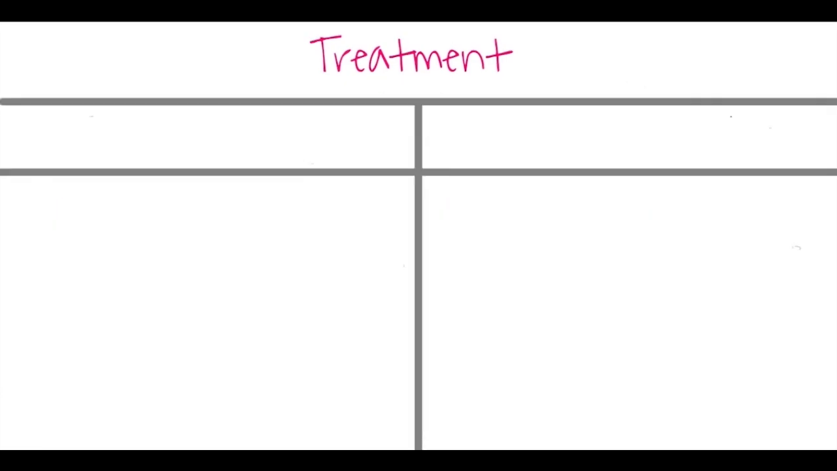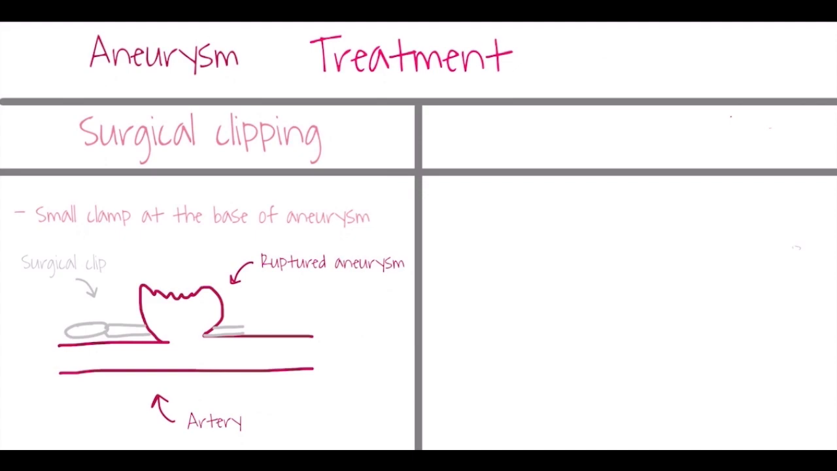If the stroke is caused by an aneurysm, there are two treatment options available, and as stated in a previous video, an aneurysm is a bulging, weakened area in the wall of a blood vessel. The first treatment is surgical clipping. During this procedure, a surgeon will place a small clamp at the base of an aneurysm to stop blood flow to it and keep it from bursting or bleeding again.